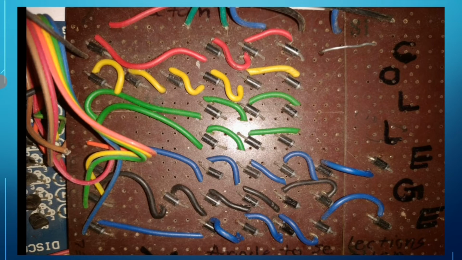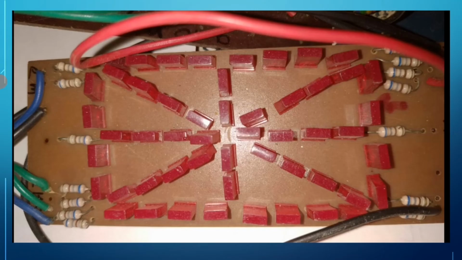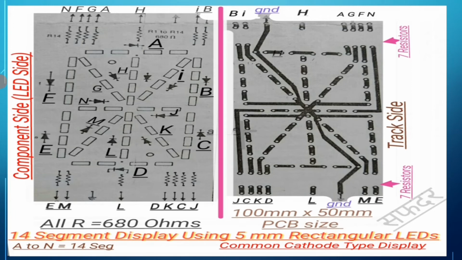You can see that this PCB is for displaying the word college. On the top side, on the right hand side, you can see C, below that OLLEGE in sequence. This is the 14 segment actual display. Here all resistors are quarter watt 680 ohms. On the left hand side is the front side, on the right hand side is the track side.